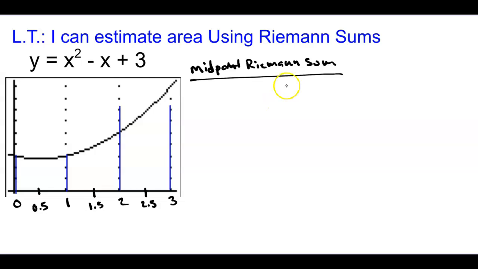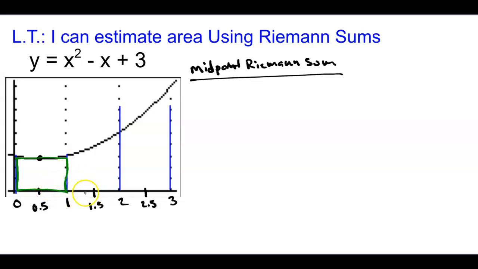So for the midpoint Riemann sum, we're not going to use the left endpoint or the right endpoint. We're actually going to use the point that's right in the middle of your interval. So if I go from 0 to 1, then the midpoint would be right here at 0.5. So we're going to create a rectangle right there at 0.5, and I have to find the area of that rectangle.